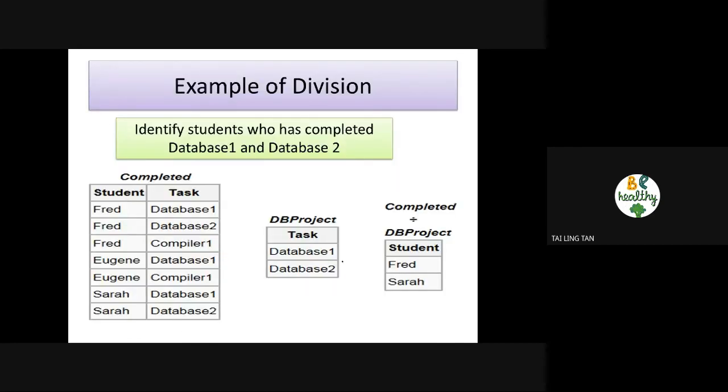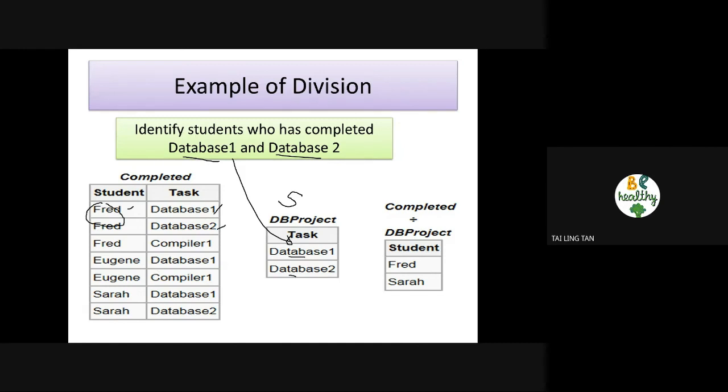We have one example here of this division. We try to identify those students who have already completed Database 1 and 2. So 1 and 2 is in the tuple X. We have two criteria here: one is Database 1 and one is Database 2. When we want to find this division, we need to go through and check whether they finished Database 1 and Database 2 or not. If yes, then this is one successful record.